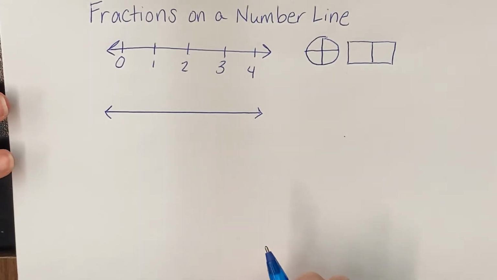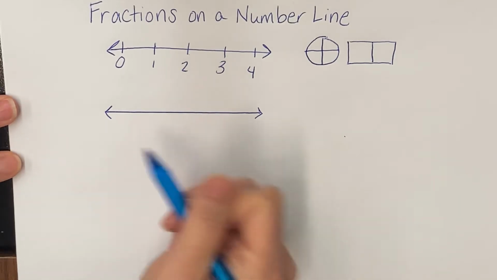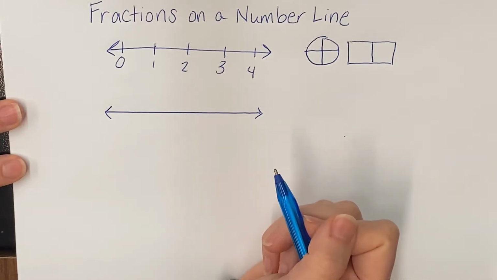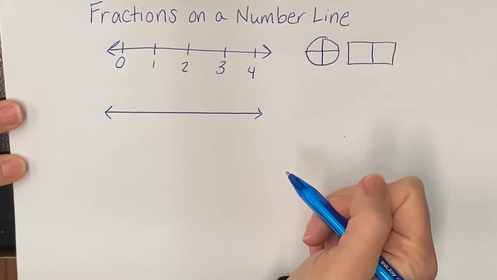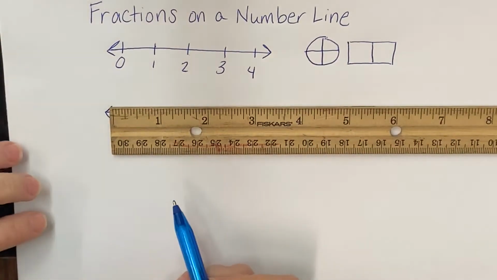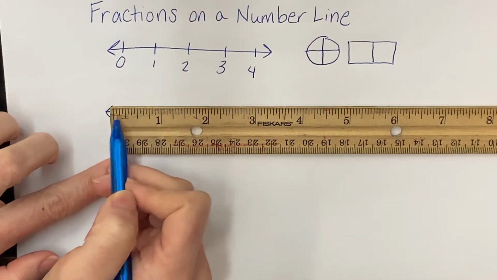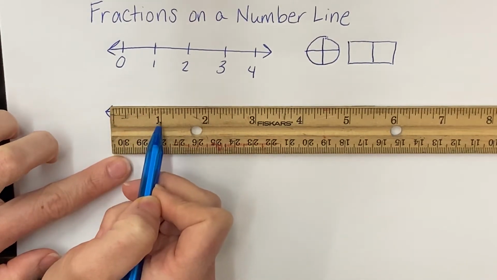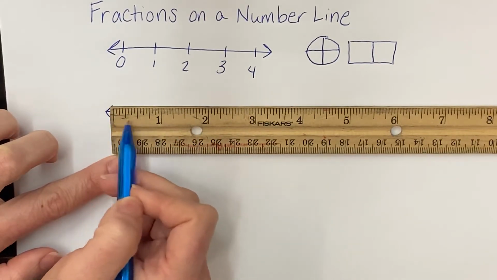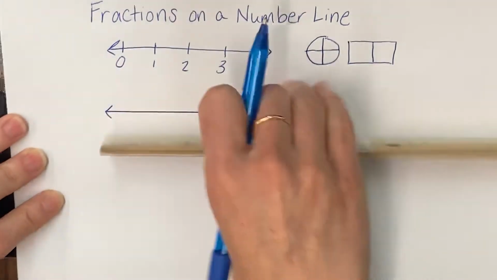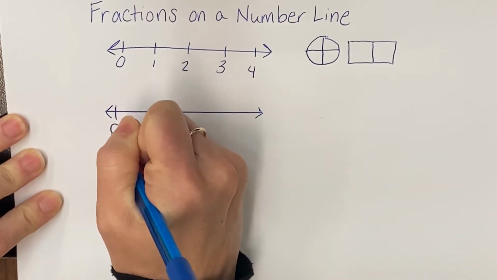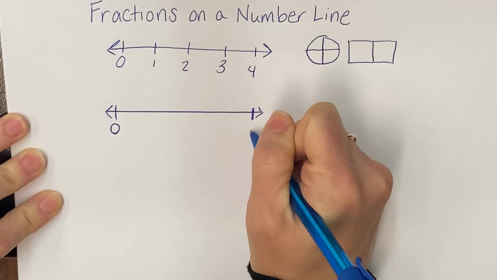And then I'm going to decide how many pieces I'm going to break this number line into. For now, we're only focusing on up to 1 whole. If I was looking at this ruler, I'm only focusing on this section from 0 to 1. We will move on and go above 1, but for now we're just focusing on what happens before the 1. So I'm going to start with labeling the first number as 0 and the last number as 1.